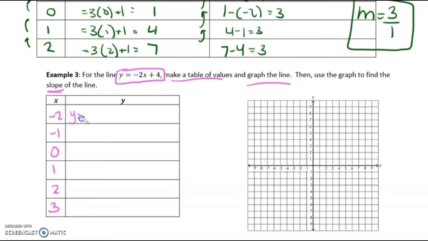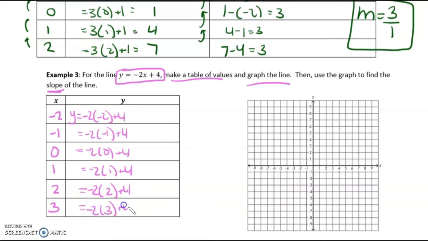So we're going to have the equation y equals negative 2 times negative 2 plus 4. Negative 2 times negative 1 plus 4. Negative 2 times 0 plus 4. Negative 2 times 1 plus 4. And we're going to go all the way down, negative 2 times 2 plus 4. And negative 2 times 3 plus 4.